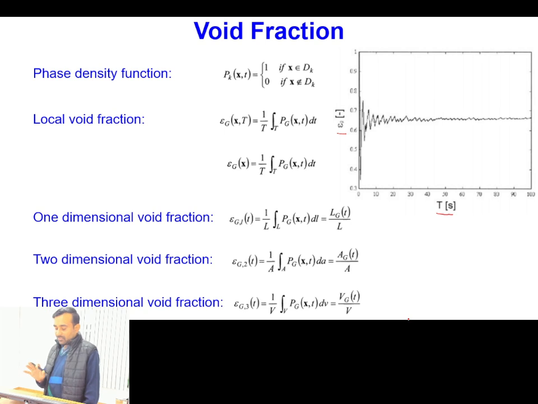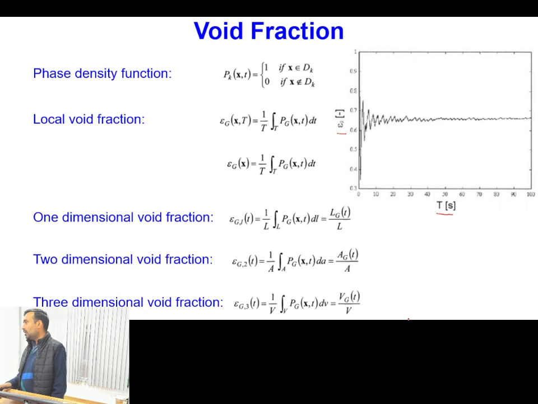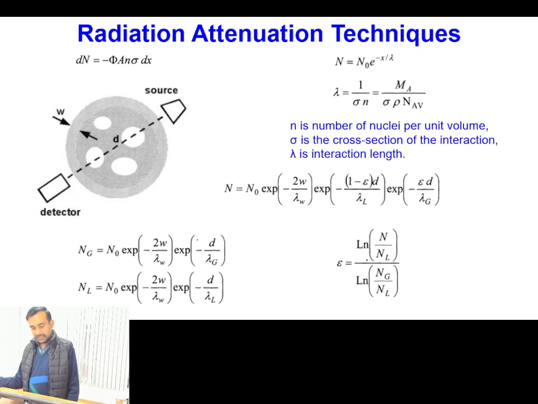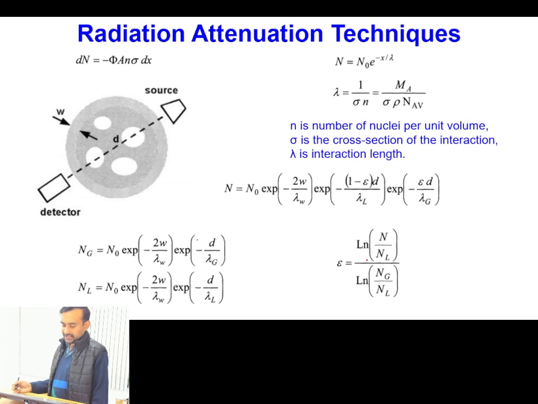Now, after this mathematical understanding, we need to devise some experimental ways so that we can obtain the data of phase density function. There can be two ways: either we can obtain any of the parameters directly, or we can obtain data of phase density function. So let us discuss some of the techniques. The first technique which I have listed over here is the radiation attenuation technique.